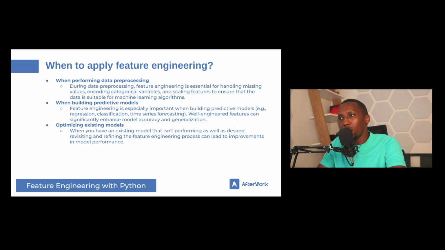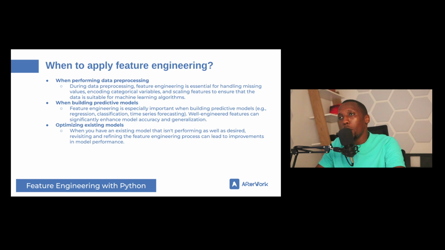When do you apply these techniques? When you're performing data processing, so initially when you are ensuring that your data is in the right format for analysis, you could perform these different feature engineering techniques. When you want to build predictive models, such as for classification or regression, then you could perform these feature engineering techniques. Or when you want to optimize existing models. Sometimes you have already been using some models, but later you might want to ensure that they perform even better, then you could decide to perform feature engineering techniques.